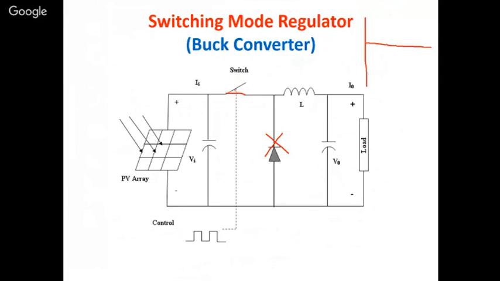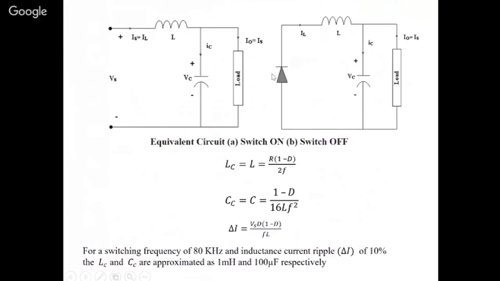In the second case, when the switch is open, what will happen? This inductor will have some energy, so that will be dissipating through this diode. So this circuit, I'll show you here. These are the two cases. One is when the switch is closed, you will have a circuit like this. When the switch is open, you have a circuit like this. Now these are the equations for the inductor and capacitor.